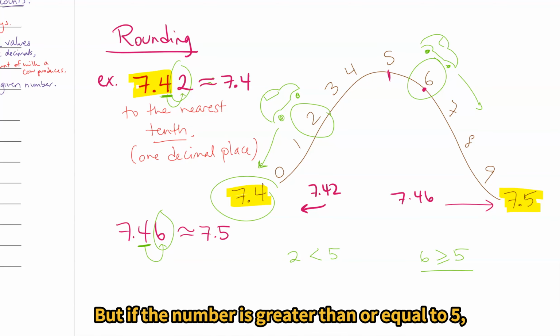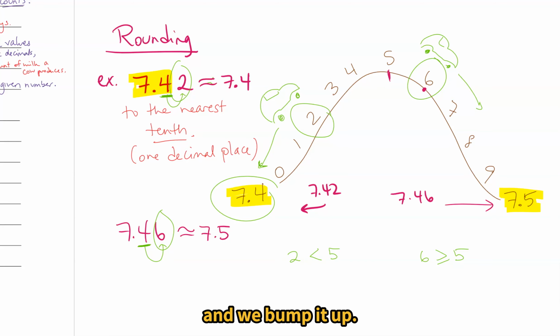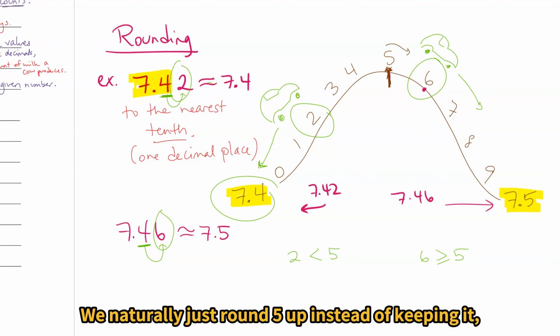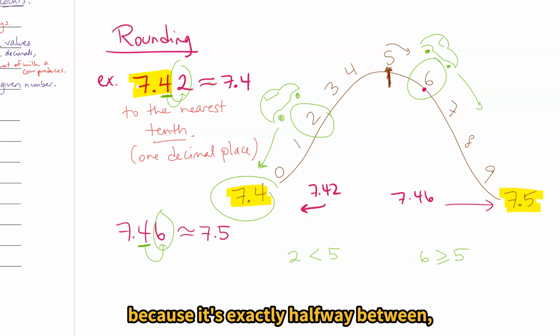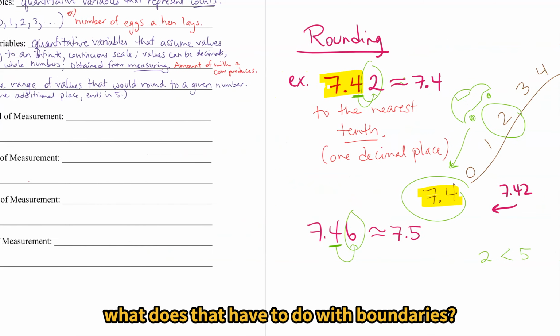But if the number is greater than or equal to 5, we take that tenths place that we're rounding to and we bump it up. And here in the middle, we naturally just round 5 up instead of keeping it because it's exactly halfway between. So we round it up. Okay, what does that have to do with boundaries?